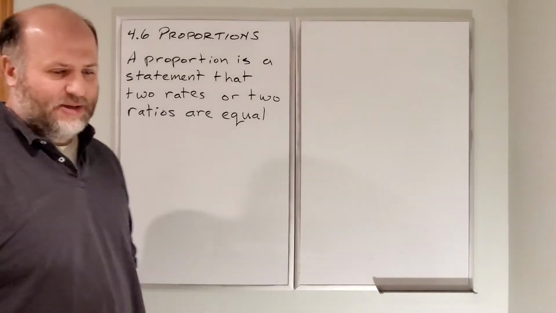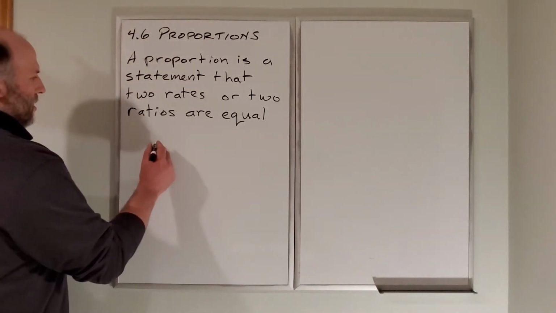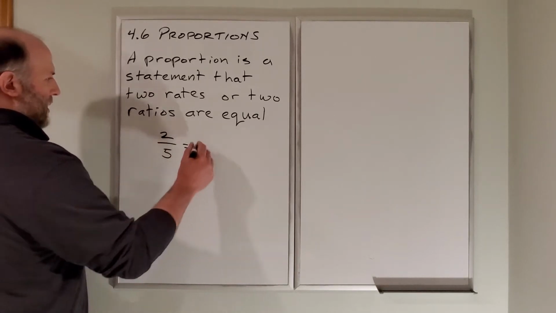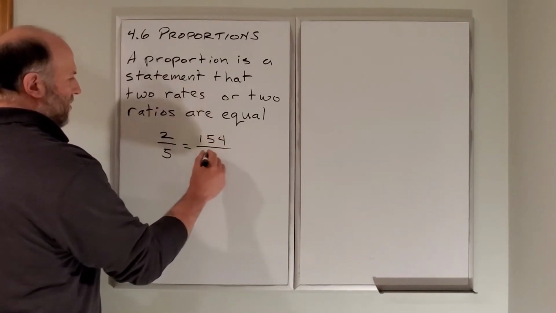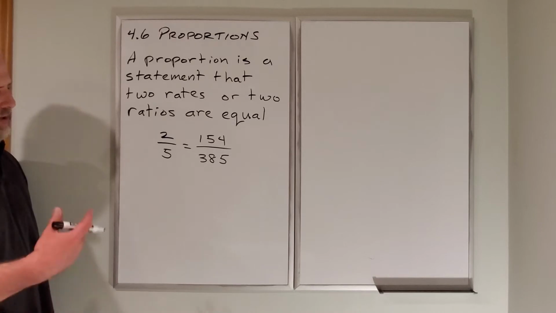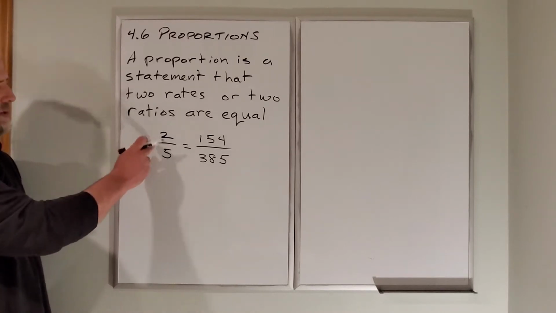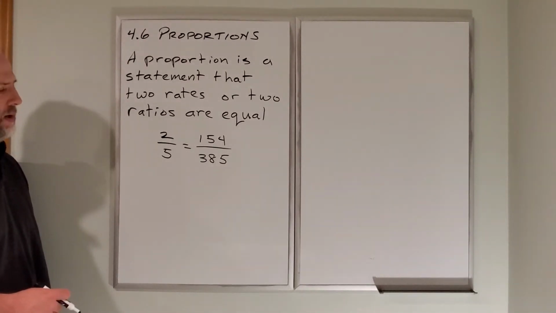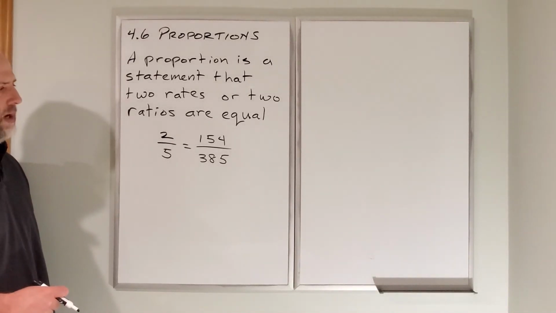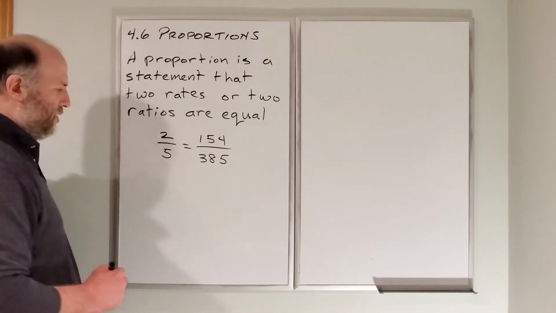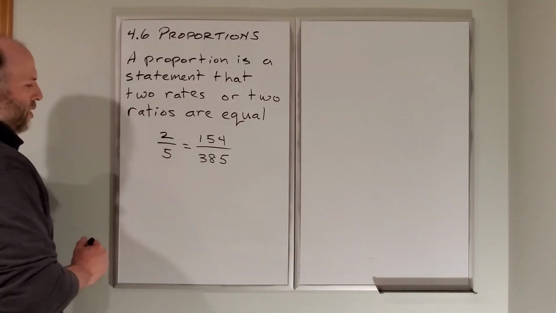I don't have a great example off the top of my head, but you could do something like 2/5 is equal to 154 over 385. Okay. If you actually take these two fractions and divide the top number by the bottom number, you'd find out that they both equal 0.4 on your calculator. Now, is that the way we're going to actually verify whether we have a valid proportion or not? No. Actually, we're going to do something called cross multiplication if we want to verify that a proportion is valid.